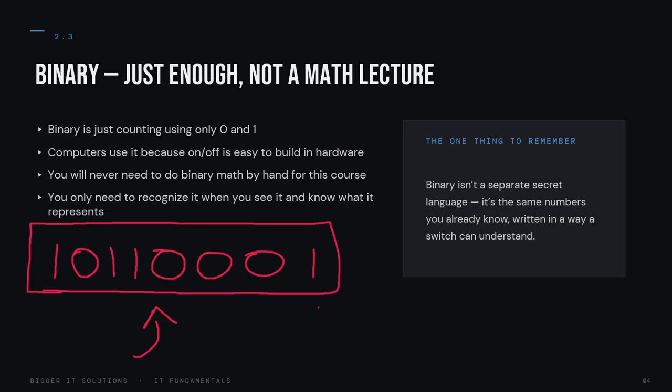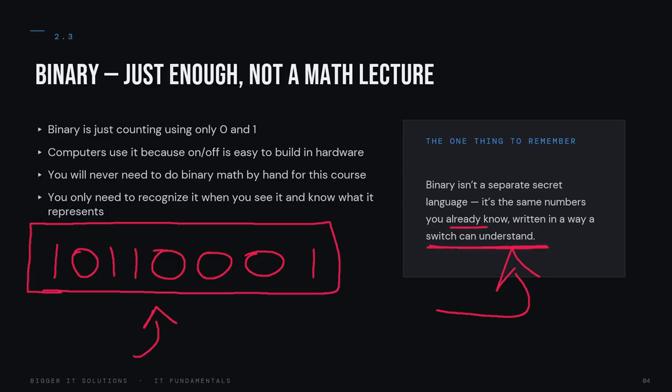If you do, that's awesome. I'd love to meet you in person or hit me up on Zoom or something. I'd love to have a conversation. But this is not a separate secret language. So if somebody can read this, that's awesome. I could probably read it a lot slower. But it's the same numbers you already know.